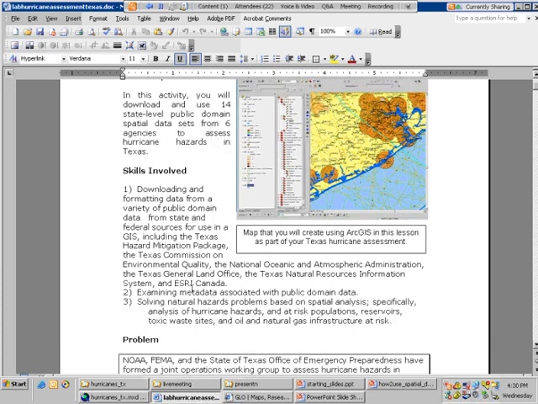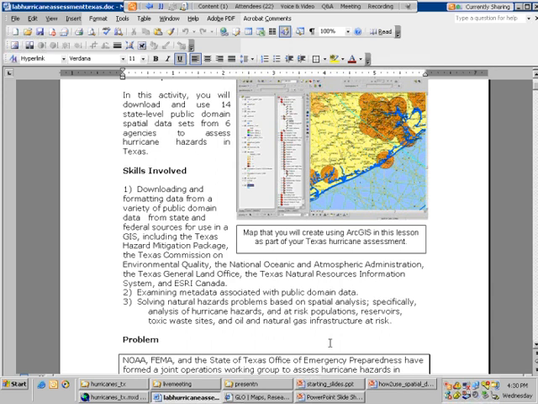The skills involved are really threefold: downloading and formatting data from a variety of data sources for use in GIS, including the Texas Hazard Mitigation Package, the Texas Commission on Environmental Quality, the National Oceanic and Atmospheric Administration, NOAA, Texas General Land Office, Texas Natural Resources Information Systems, and also ESRI Canada.